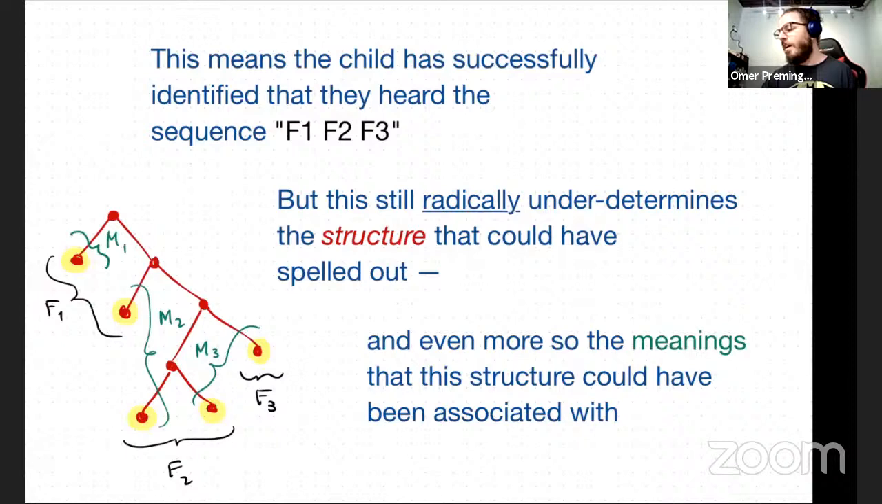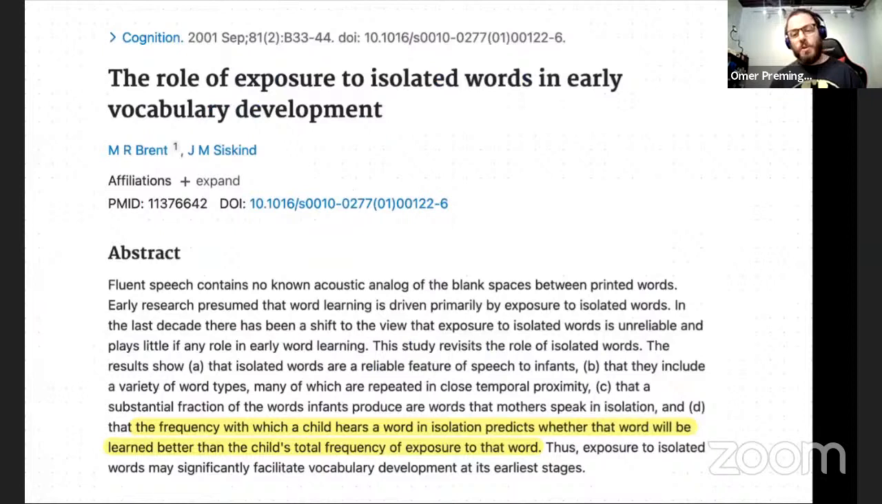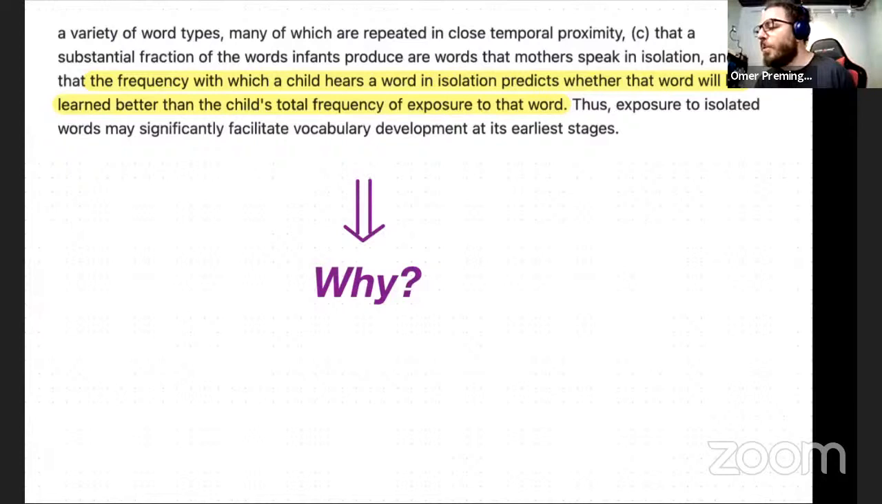So here's a finding that's now quite old already from developmental psychology of language. This might be too small to read. It's a study by Brent and Siskind on the role of exposure to isolated words, more on that shortly, in vocabulary development. What the quote here says, I'll read it out loud: the frequency with which a child hears a word in isolation predicts whether that word will be learned better than the child's total frequency of exposure to that word.